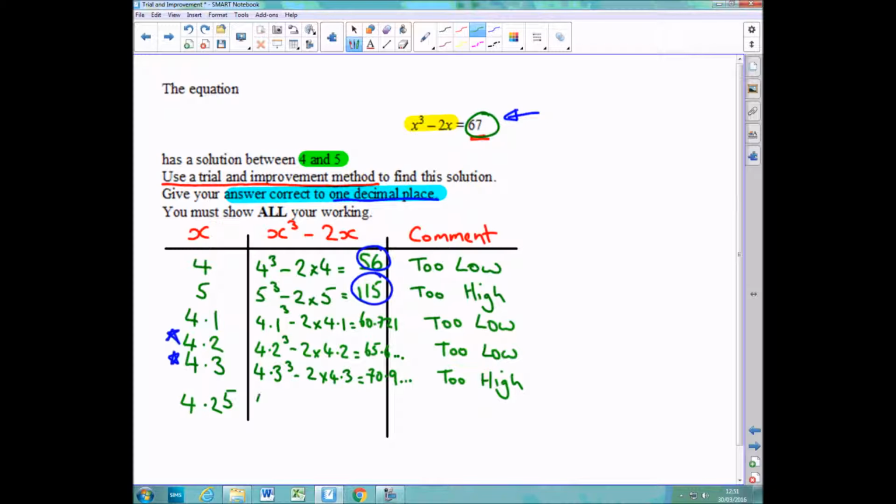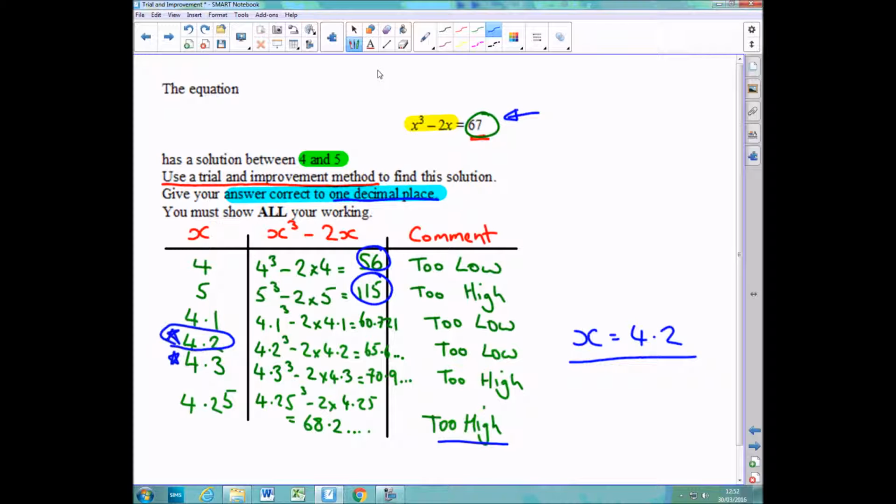So again, I'm going to work this out. 4.25 cubed minus 2 times 4.25. And that equals, again, do it on your calculator, 68.2 something, which is too high. If it's too high, I've got to go with the lower value. And if it's too low at the end there, I've got to go with the higher value. So here I've got too high, so that means I've got to go with the lower value. So my answer for x is 4.2 to 1 decimal place.